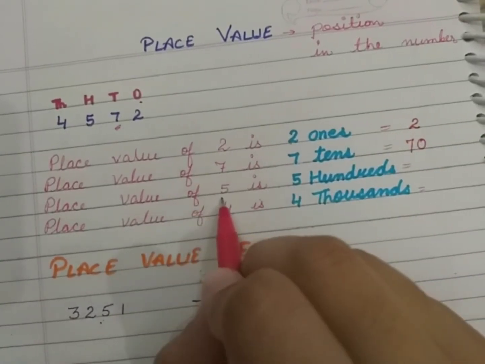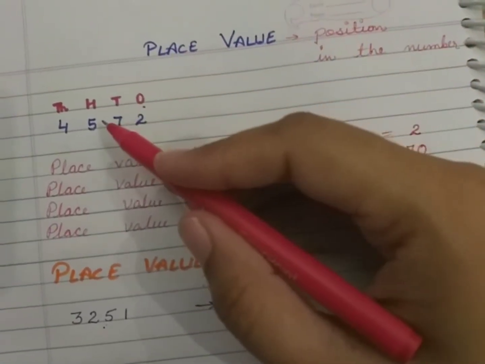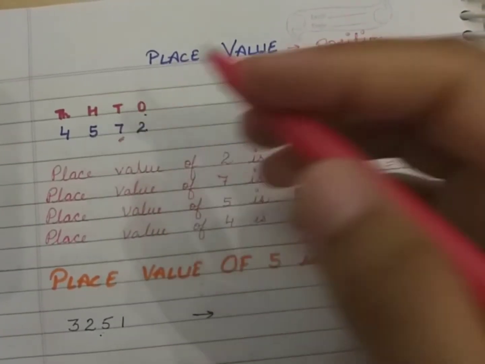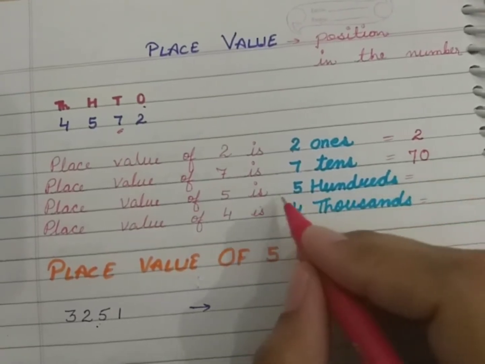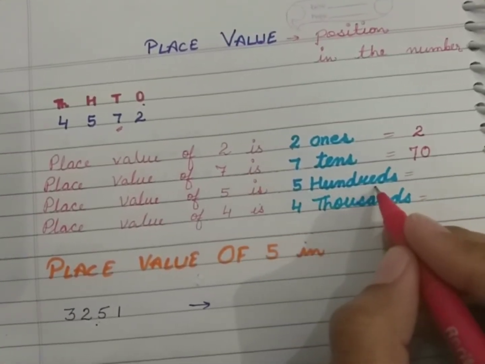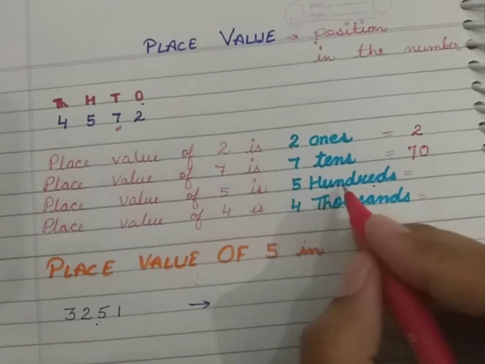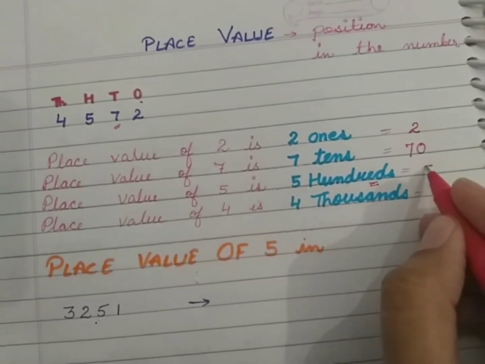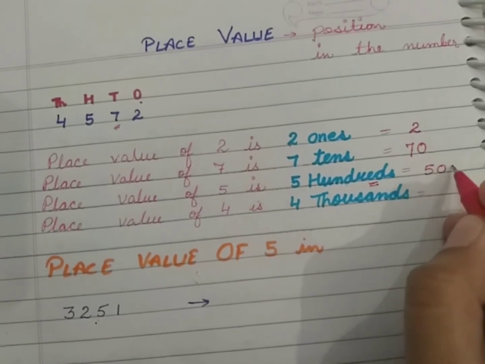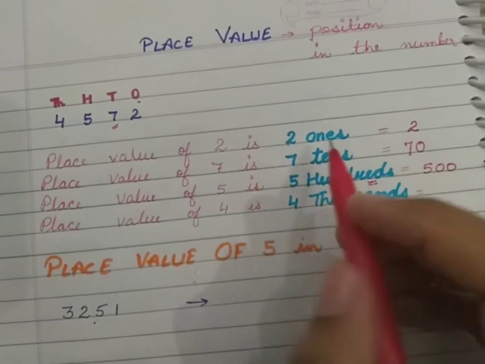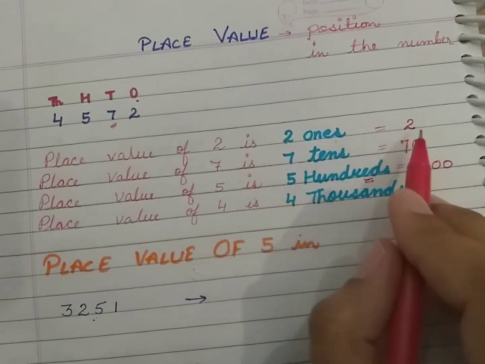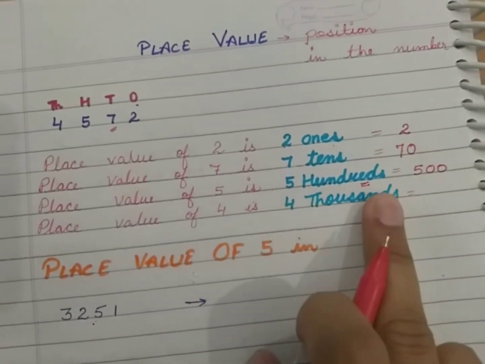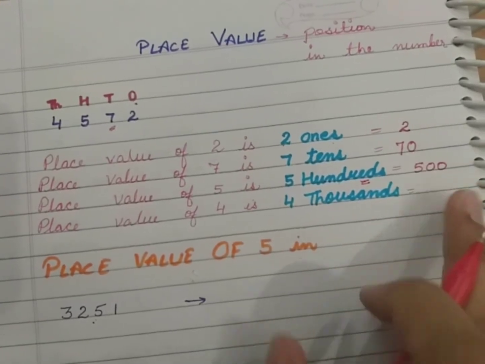Now let's see the place value of 5. We will see 5 is at which place? Ones, tens, hundreds. 5 is at hundreds place. So it is 5 hundreds, because it is at hundreds place. Or we can write it like this also, 500. You can write the place value like this, 2 ones or 2 also. So both are correct. You can write 5 hundreds or 500 also.